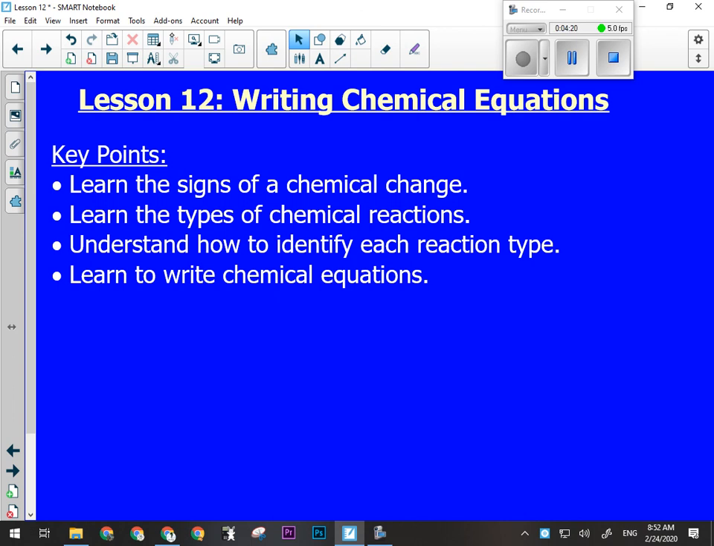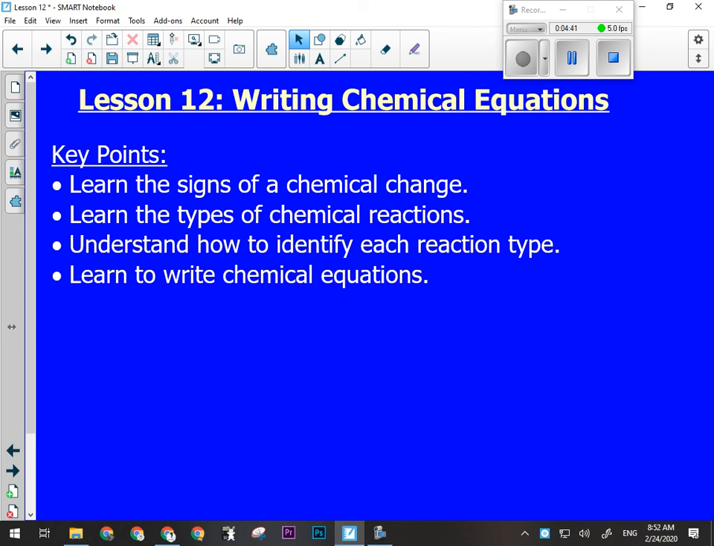What's another sign of a chemical reaction? Temperature change. If energy changes either up or down, that means that the chemicals involved have reached a different kind of energy state, a more stable state in that way. All right, what else?